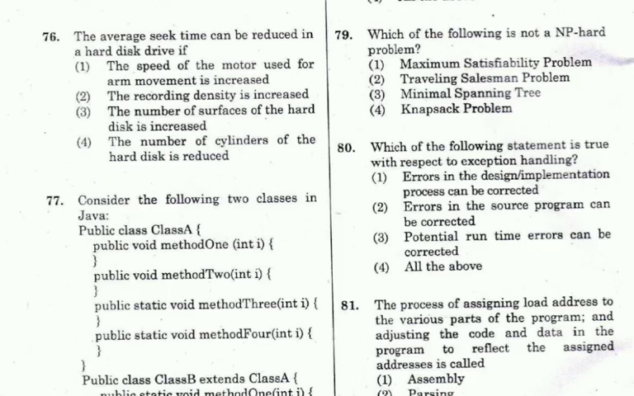The average seek time can be reduced in a hard disk drive. First of all, what is meant by seek time? Seek time is the time taken by the read or write head to reach the desired track. Increasing the number of surfaces distributes the data more efficiently, reducing the seek time. So here the answer 3 is the correct answer. The number of surfaces of the hard disk must be increased.